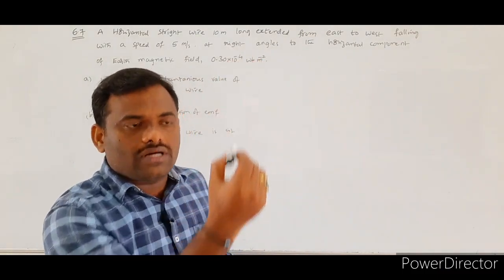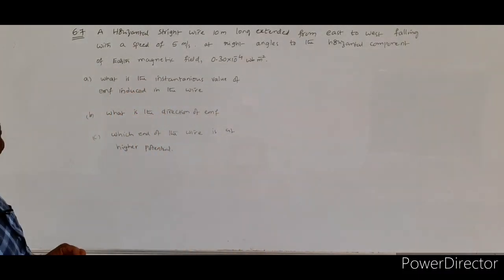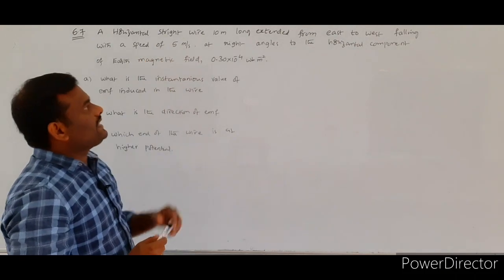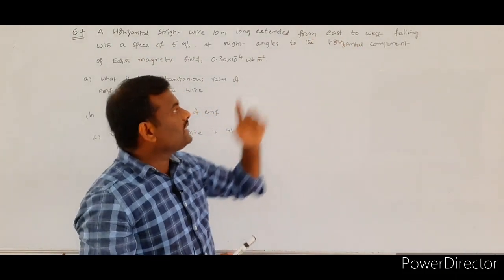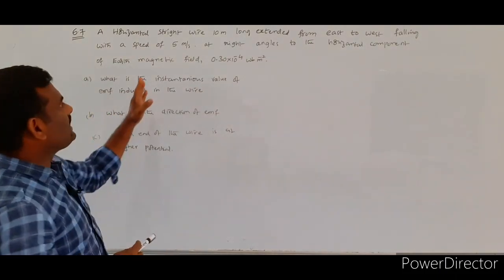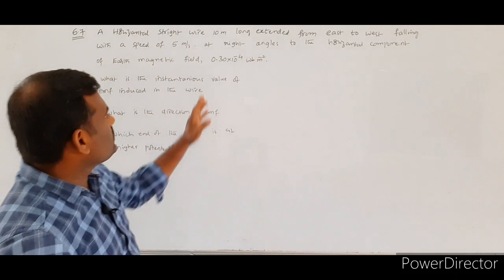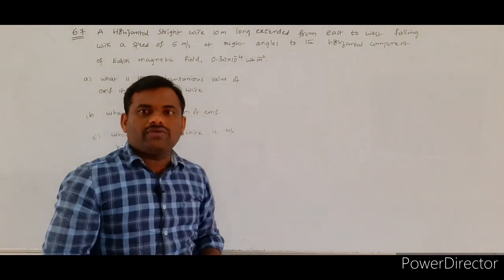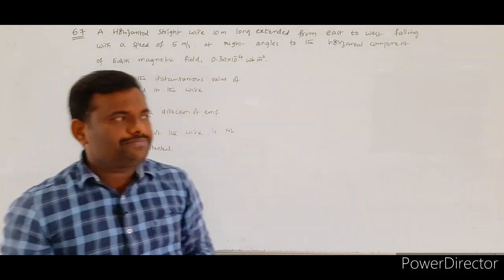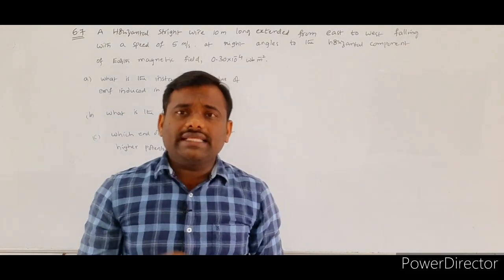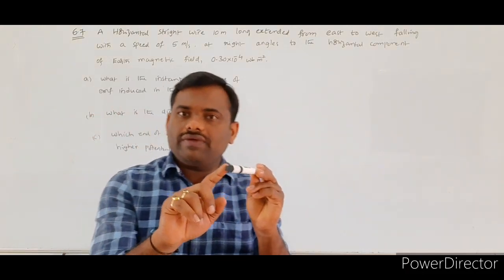The rod is falling vertically downwards with a speed of 5 meter per second, at right angles to the horizontal component of earth's magnetic field, whose magnetic field intensity is given by 0.30 into 10 power minus 4 Weber per meter square. So here they mention three different physical quantities. First they mention the length of the given rod.